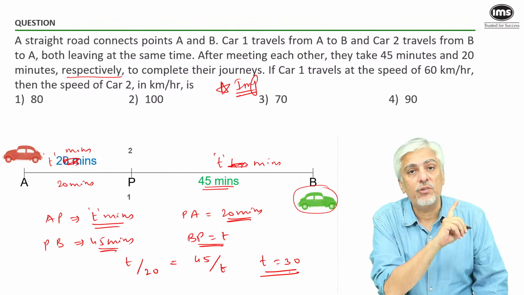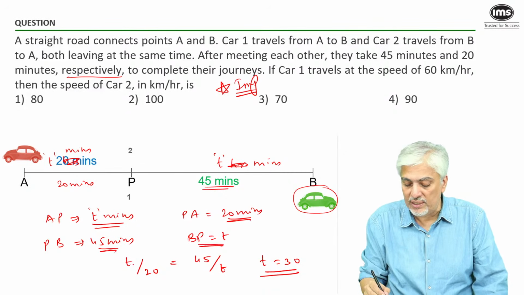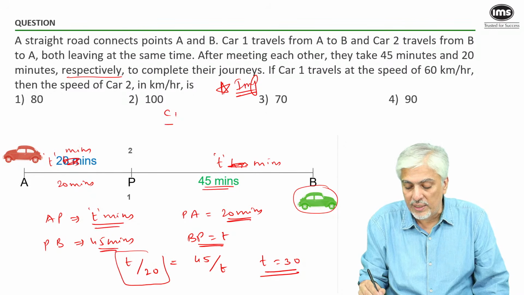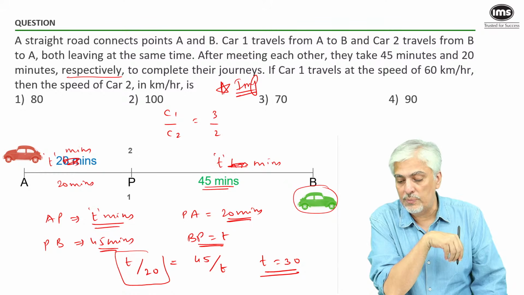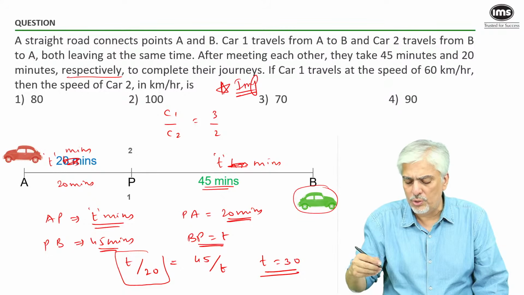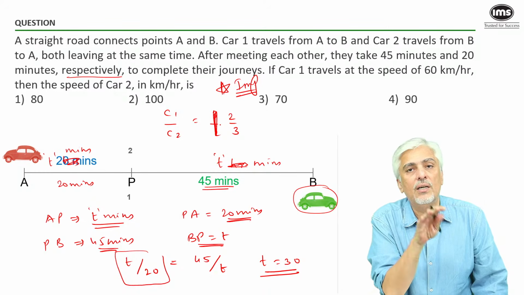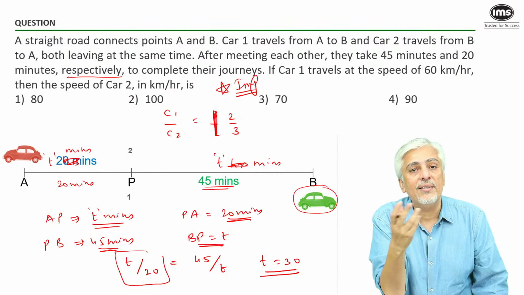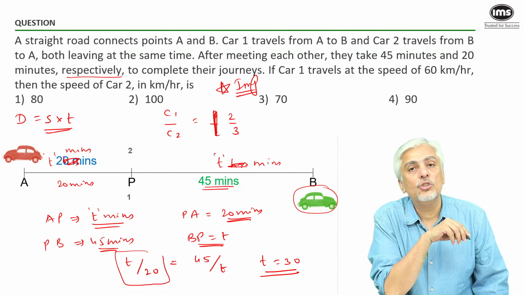Read the question very carefully. What have they asked for? So now I know if I put this 30 over here, 30 upon 20, 3 upon 2 is car 1 to car 2 speed. Sorry, 2 upon 3, not 3 upon 2, it will be reciprocal, my bad. It will be 2 upon 3 because if distance is constant, speed and time will be reciprocal, because distance is speed into time. Okay. So 2 upon 3.